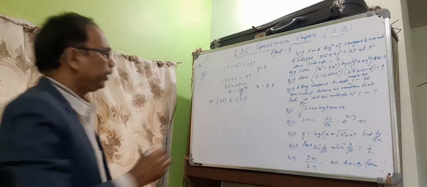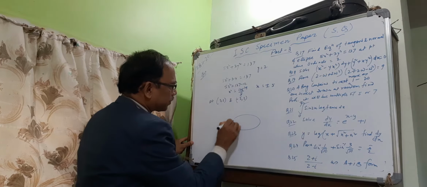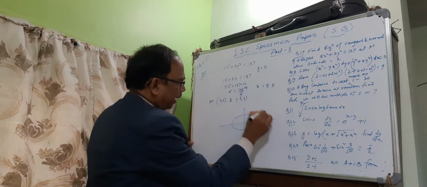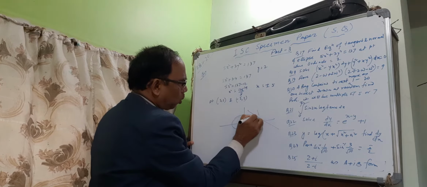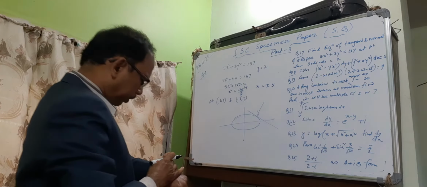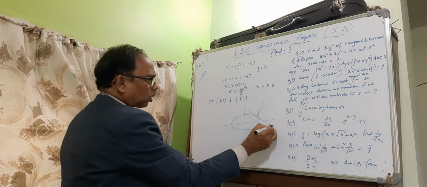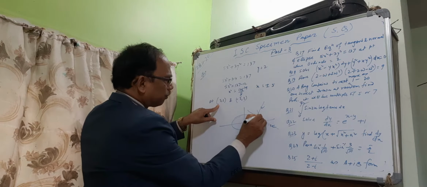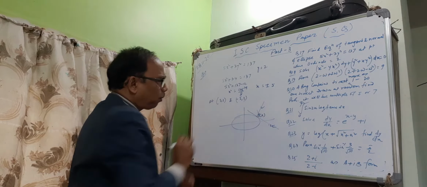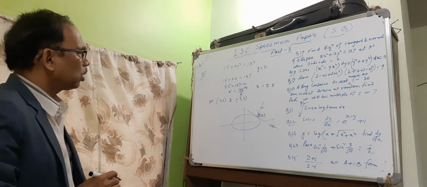Suppose this is the equation of the ellipse, and this is the tangent and this is the normal. You have to find the equation of tangent and the equation of normal at the point (5, 2).